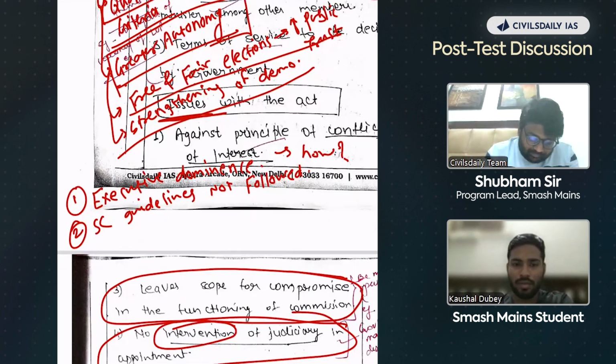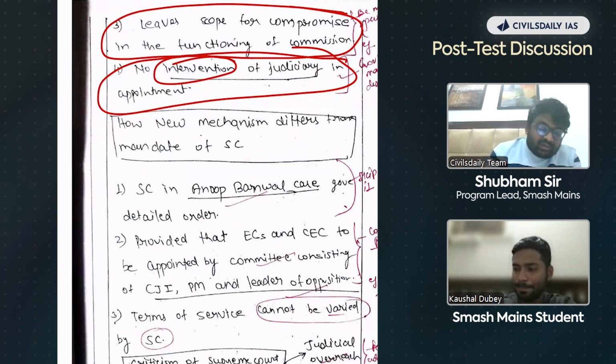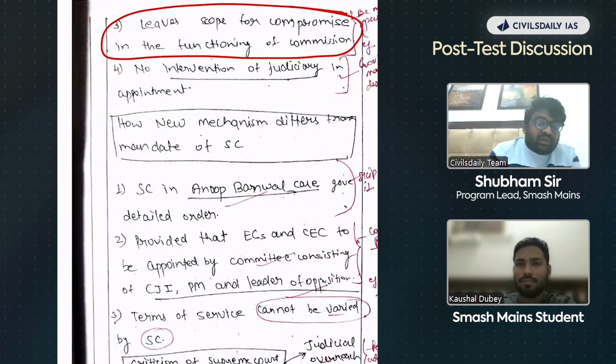So the points that you have written are very generic. Specific things have not been provided. See, your point needs to be self-explanatory. You have written that it leaves scope for compromise in the functioning of the commission. But how does it leave the scope? Where does it leave the scope? That you haven't mentioned.